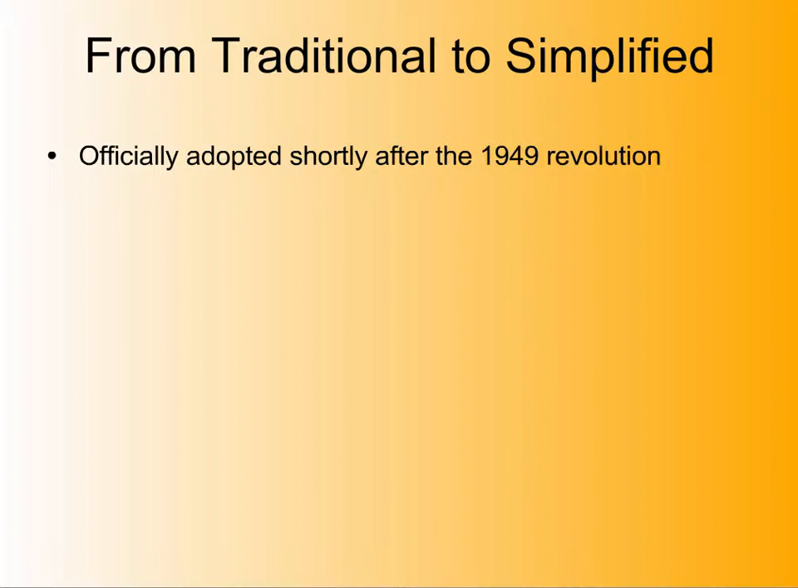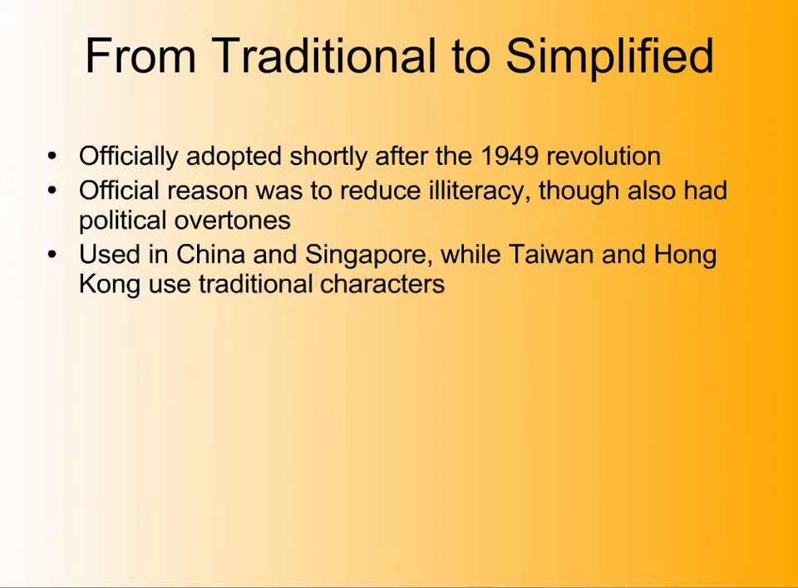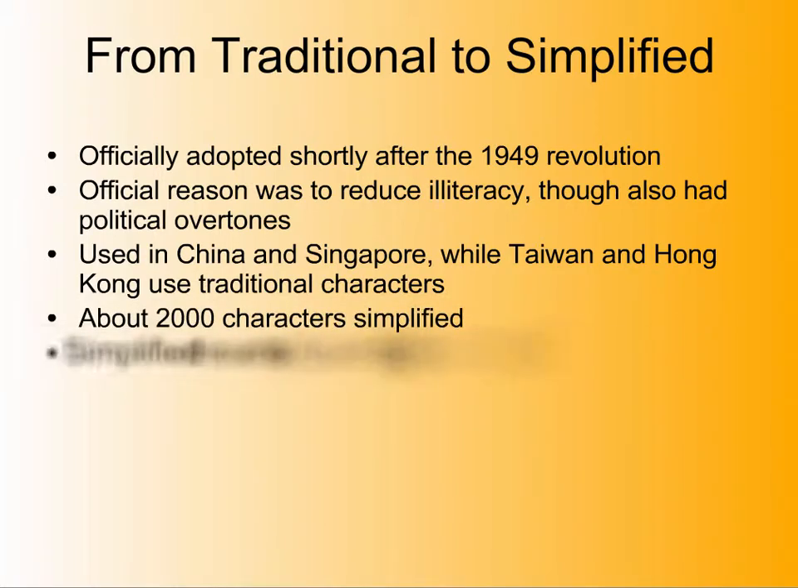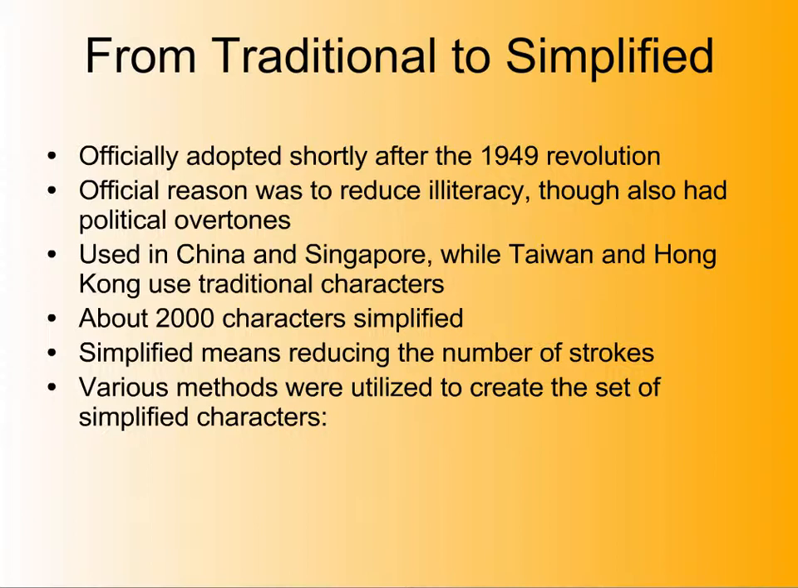The official reason given for simplification was to reduce illiteracy, although there are also political overtones. The communists wanted to have a break with the past in all respects. Illiteracy was very high in China, although a lot of that had to do with the education system and not necessarily with the difficulty of the characters.